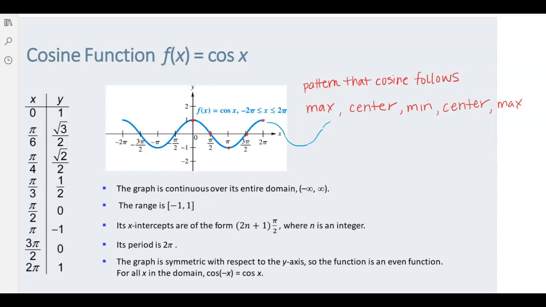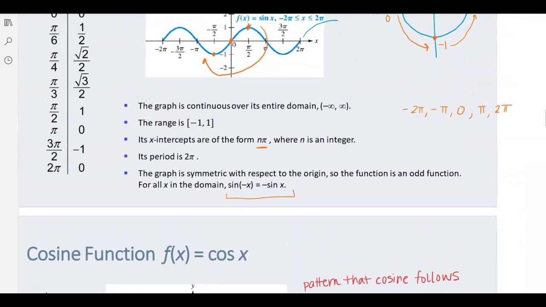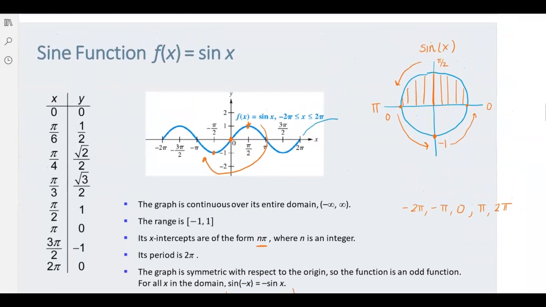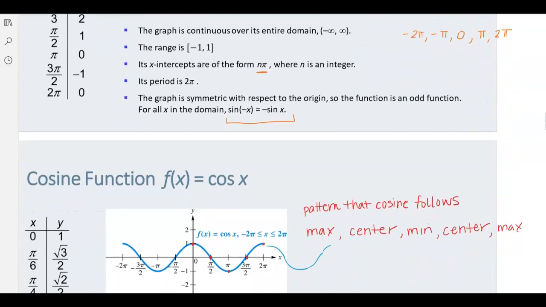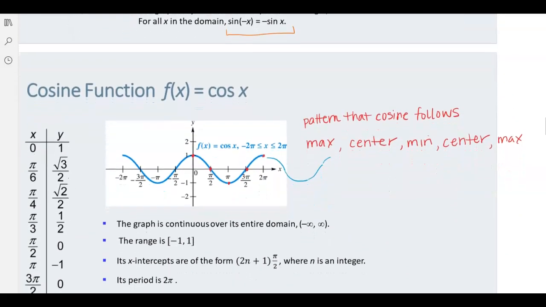Let's look back for a second at the sine graph and look at what the pattern is for that. The pattern for the sine graph is different. It starts at the center, goes up to a max, back to the center, down to a minimum point, and then back to the center. I bring this pattern up because this is a pattern that we'll use to graph sine and cosine.